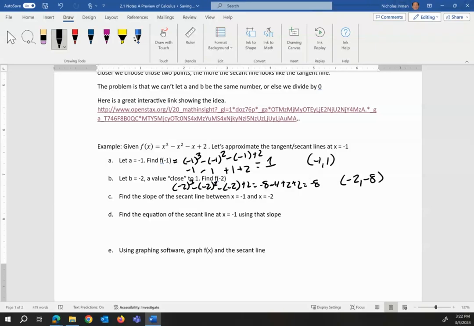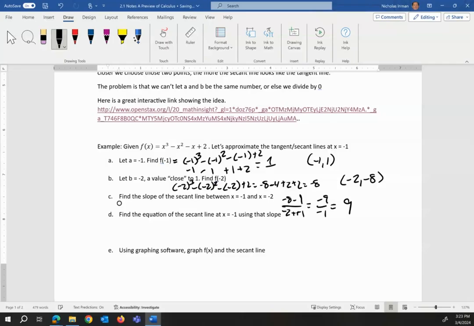General idea: if we now connect these 2 points with a straight line, that's called our secant line. To find the slope of that secant line, we do our slope formula. -8 minus 1, y minus y, over -2 minus -1, x minus x. So we have -9 over -1. That is a slope of 9.